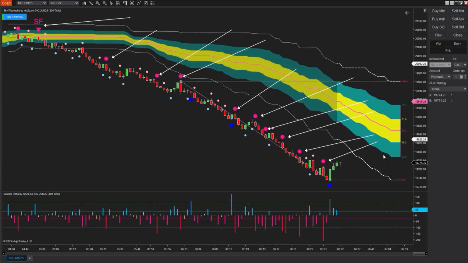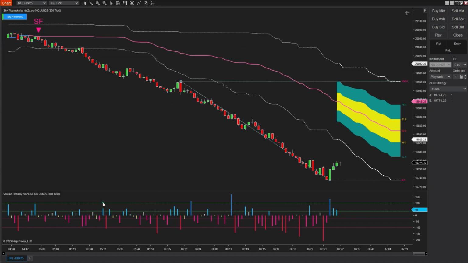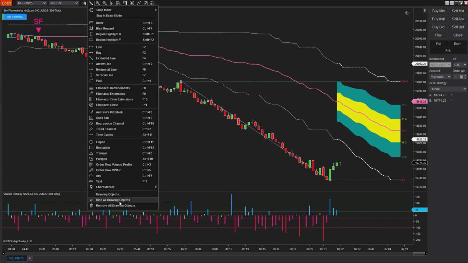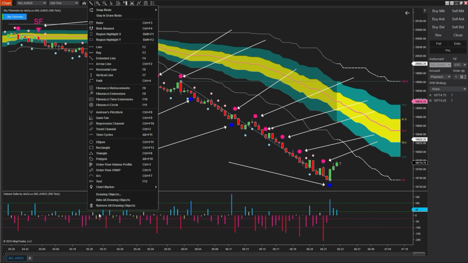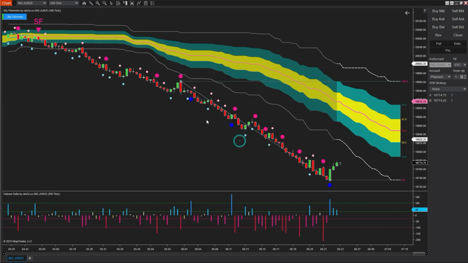With this insight, instead of panicking over small pullbacks, we can confidently hold our sell position, knowing the market is still favoring the downside. This prevents us from exiting too early and allows us to ride the trend properly. That's the power of volume delta. It gives you real, data-driven confirmation of market strength, so you can trade with conviction, not emotions.